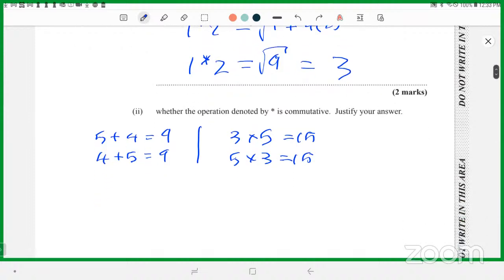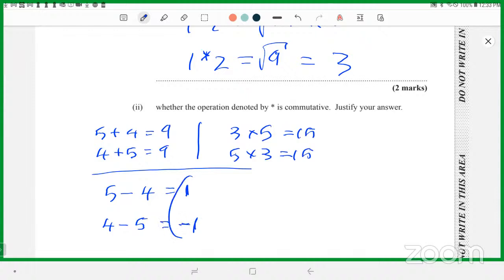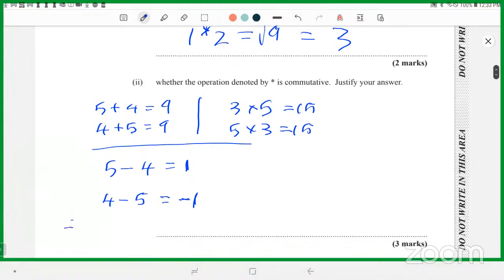Now, an example of an operation that we know is not commutative is subtraction. So if we say 5 minus 4, that is going to give us a positive 1. But if we reverse this order and put 4 minus 5, that is going to give us negative 1. See, these results are not the same. And therefore, subtraction is not commutative. It's not a commutative operation.